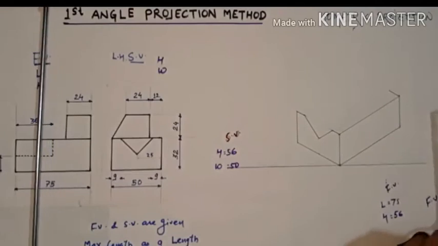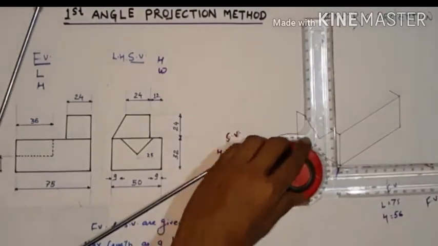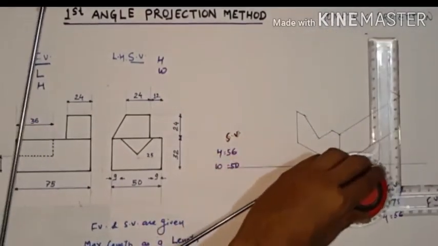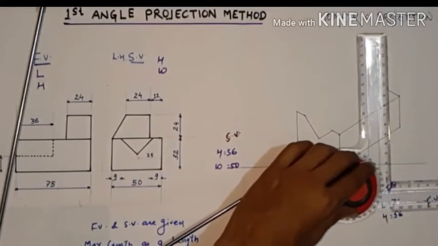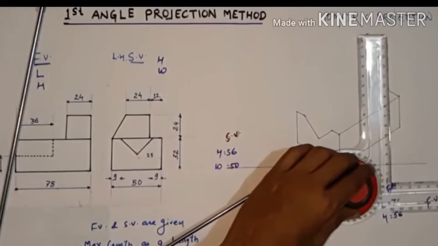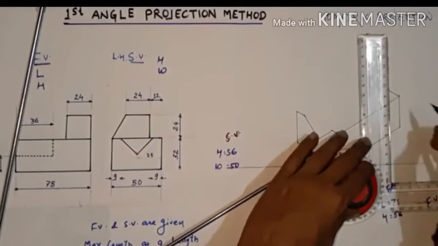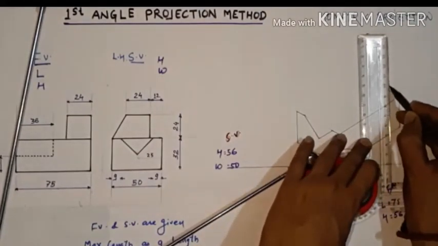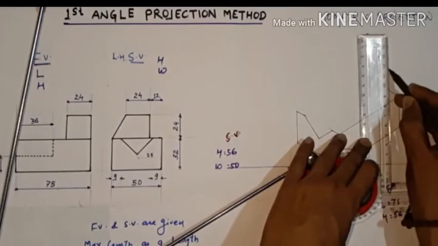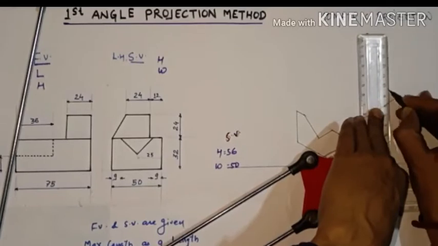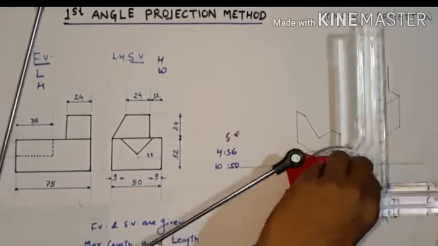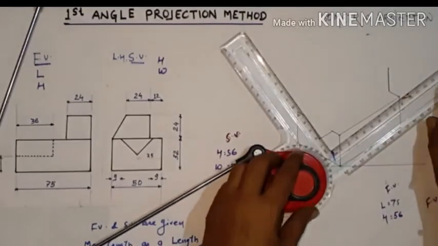Okay, so from here, putting the MD parallel to your height side like this, and from here we need to draw 24 mm. So this is 10, this is 20, and this is 24, like this. Okay, now what?